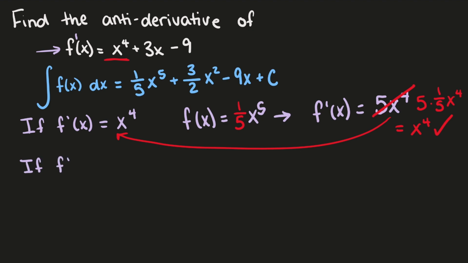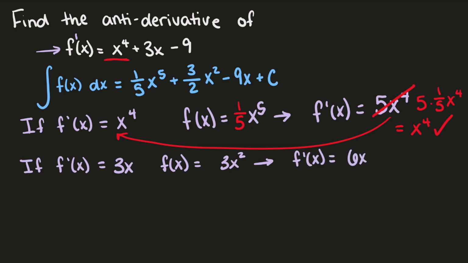If f prime of x is equal to 3x, then what must f of x be equal to? Again, we cannot say just 3x squared, because if we were to derive that, we would get 6x, and we want 3x, not 6x. So if we take that 1/2 out in front, because we've got a 2 here, then when we take the derivative of 3/2 x squared, we would get 3x.